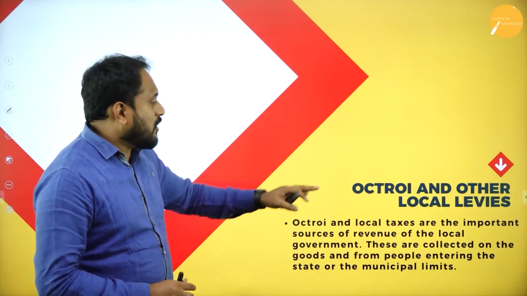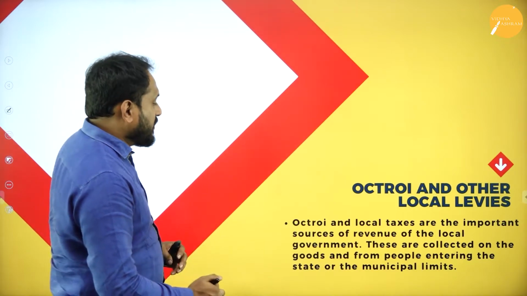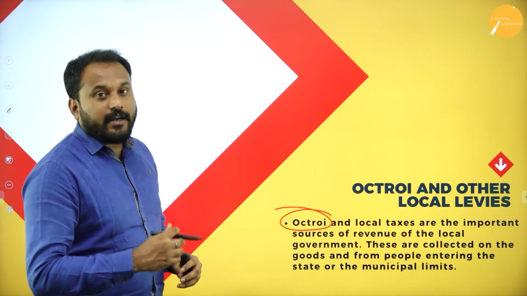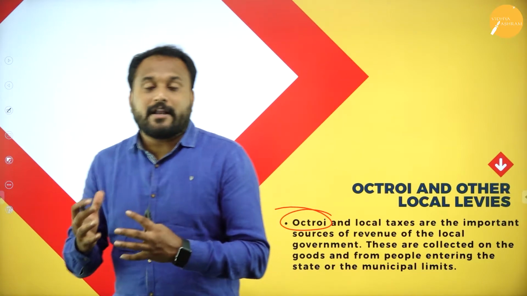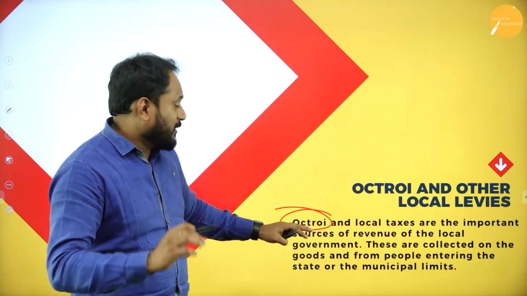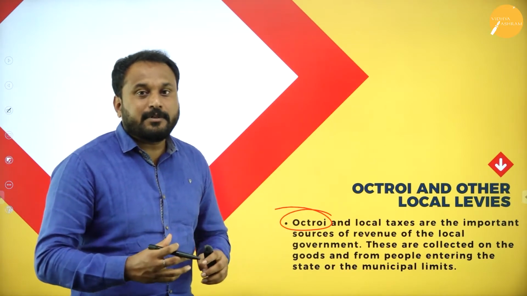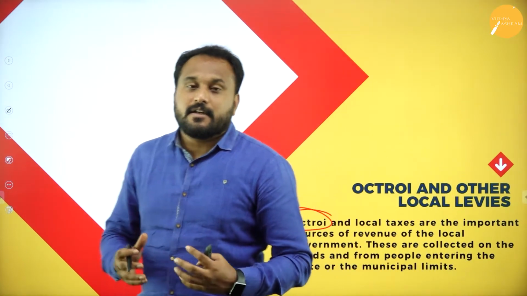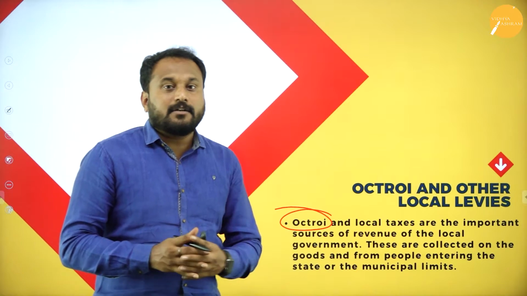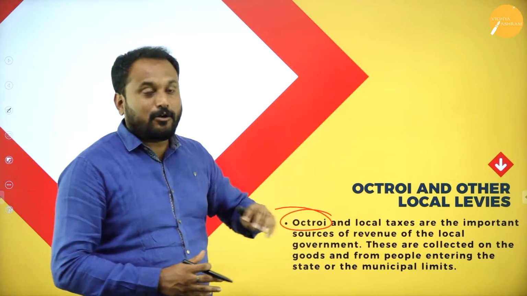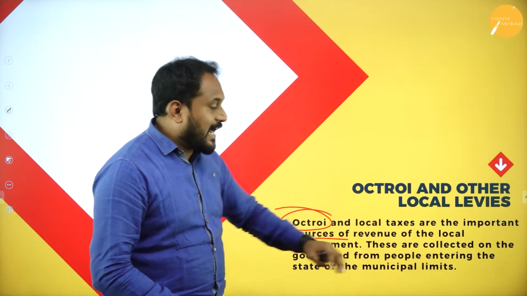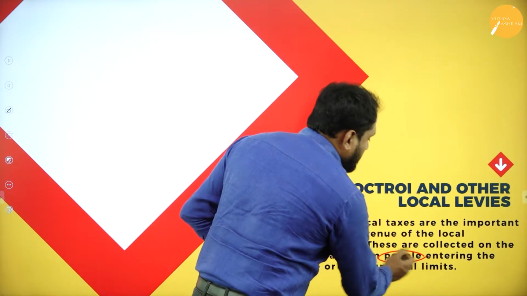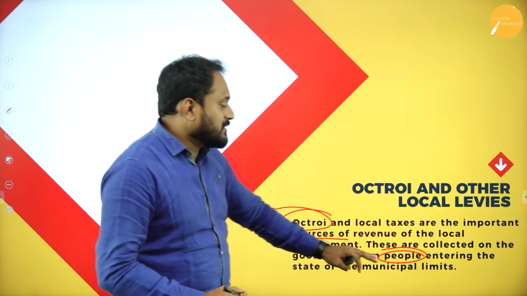Next we have Octroi and other local levies. Please understand the word Octroi. This was first levied in Italy, in Roman times. Octroi means some municipal communities levy taxes on certain products and articles. In some parts of India, we still have this Octroi. Local taxes are an important source of revenue for the local government. These are collected on goods and from people entering the state or the municipal limits.